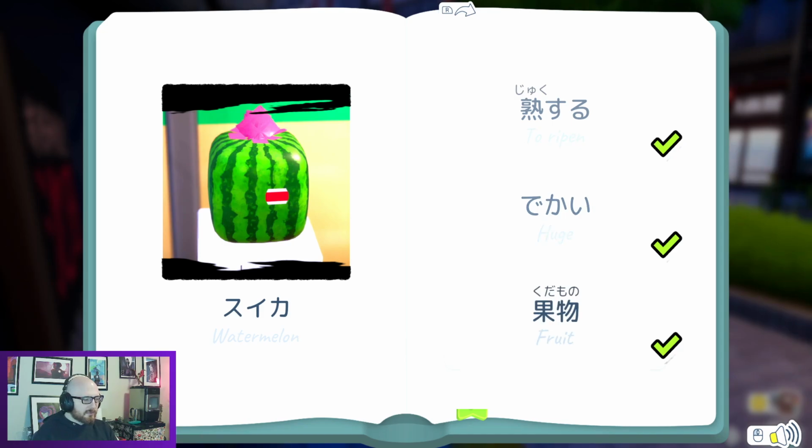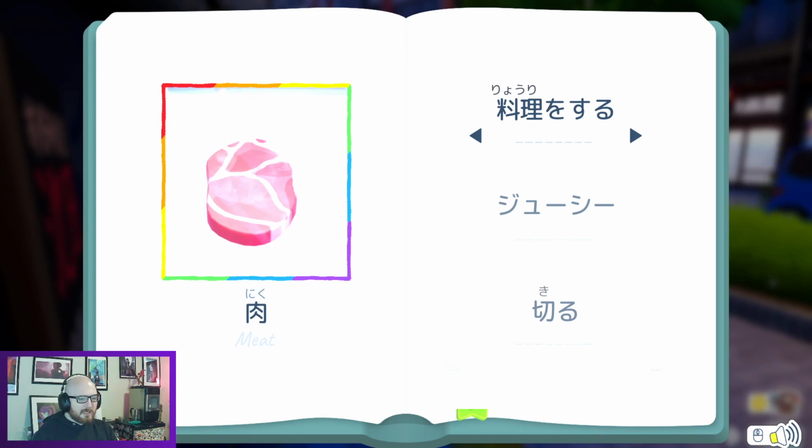Kudamono being fruit. Okay. Niku. All right. Niku. This one is hard for my tongue to say. I recognize it already. Let me give it a quick drink of water. So we're going to hit play on this one.